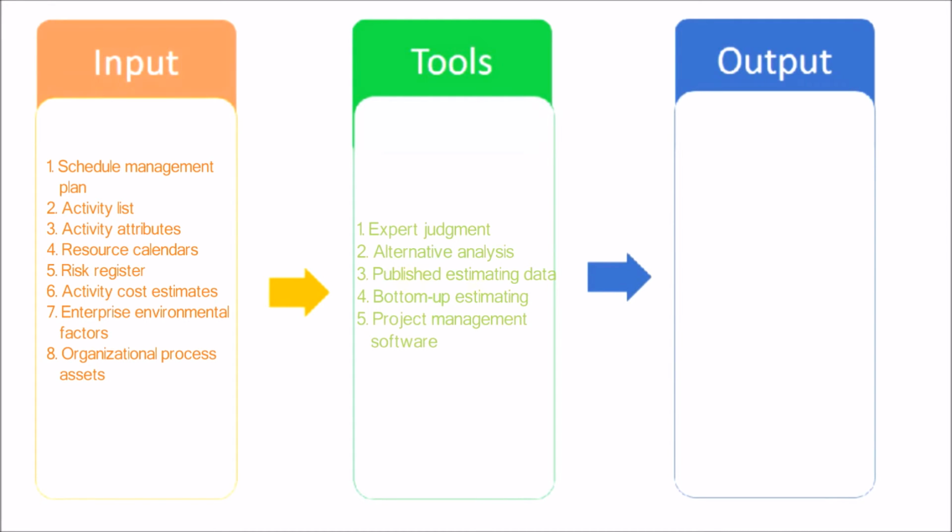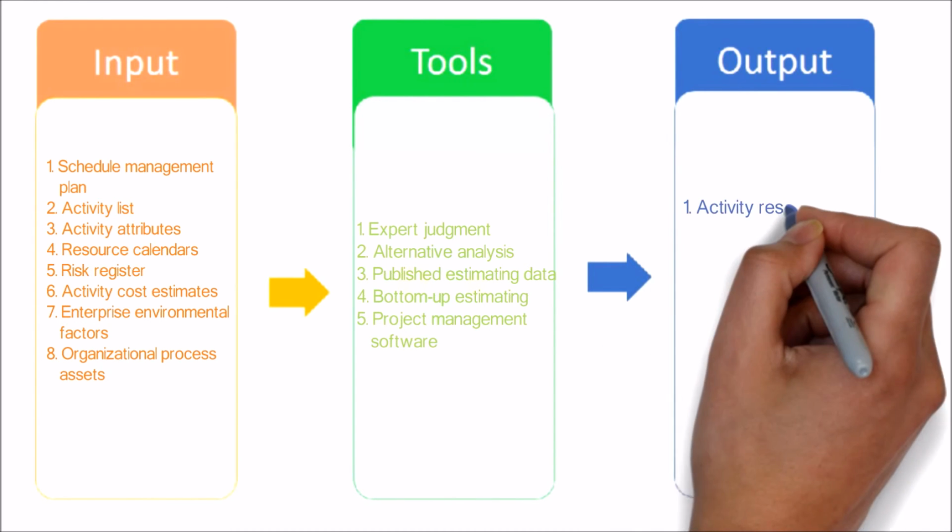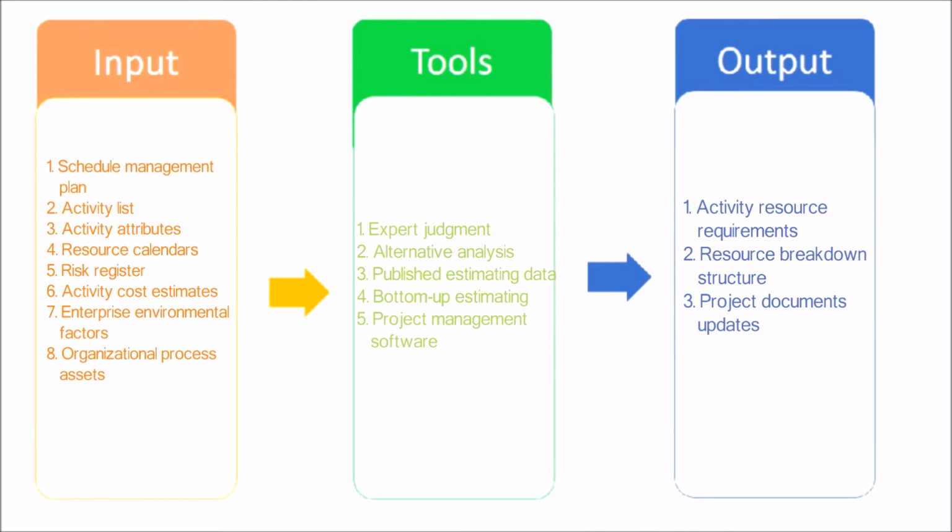Project management software, such as a scheduling software tool, has the capability to help plan, organize, and manage resource pools and develop resource estimates. Now let's see the output of this process. Activity resource requirements. Activity resource requirements identify the types and quantities of resources required for each activity in a work package. Resource breakdown structure. The resource breakdown.